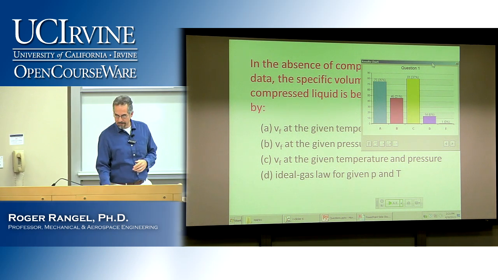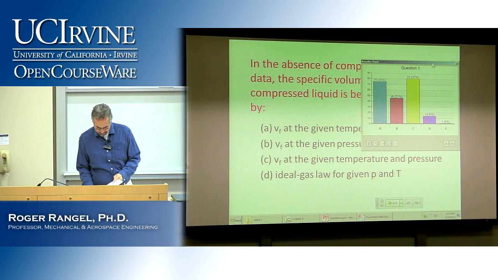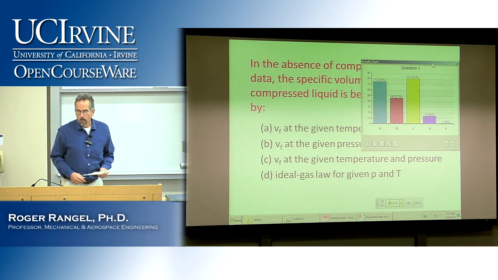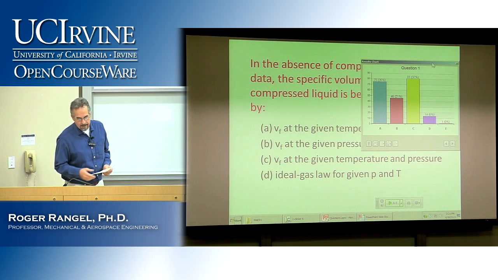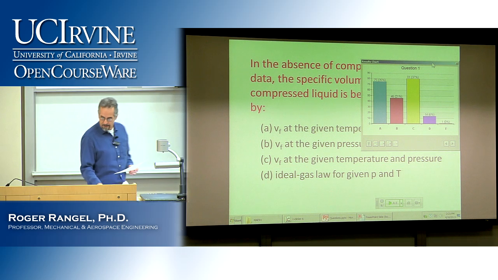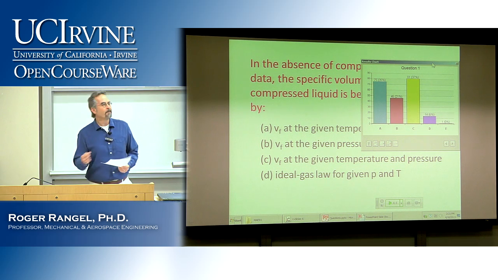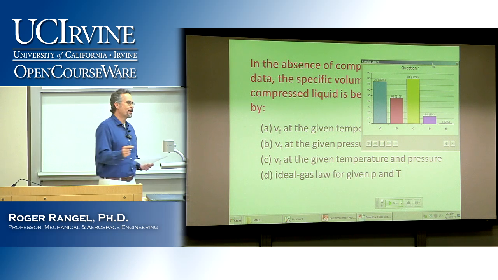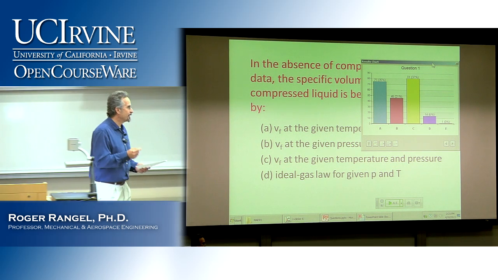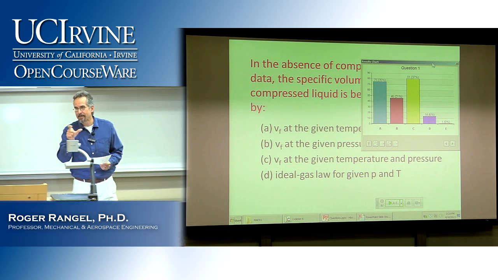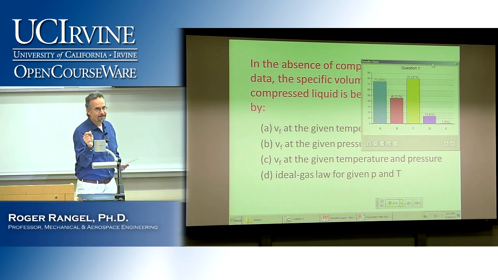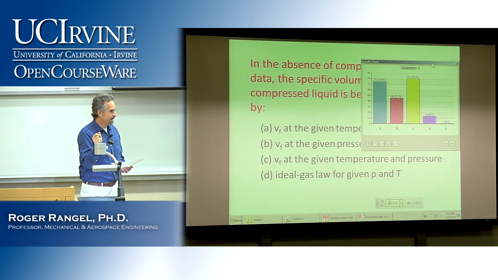Use V sub F at the given temperature. And you might remember, we went over this. But first of all, why is C wrong? C is very wrong because you couldn't possibly find it. If you tried to use both the temperature and the pressure, you couldn't possibly find it because those would be the temperature and the pressure of your compressed liquid. That's not going to match any value in the saturated table.